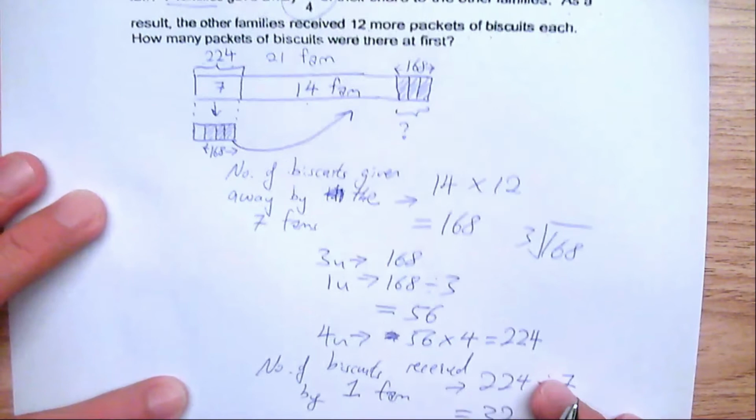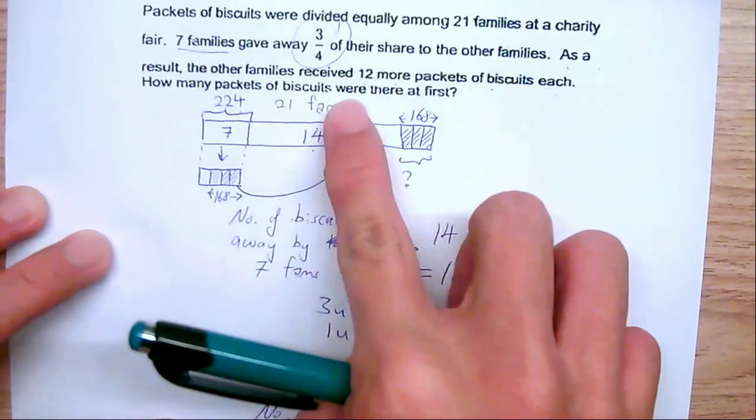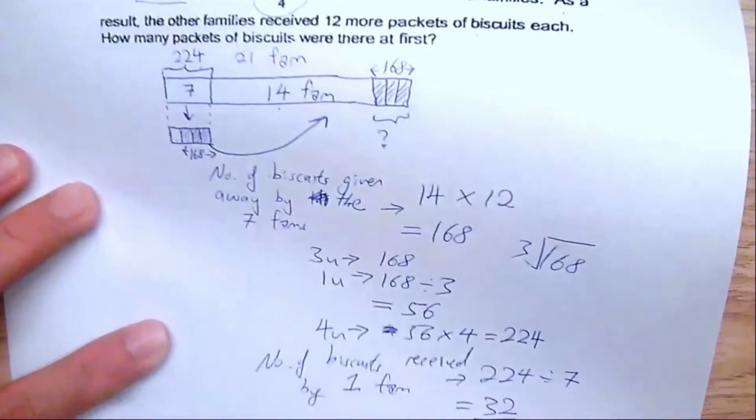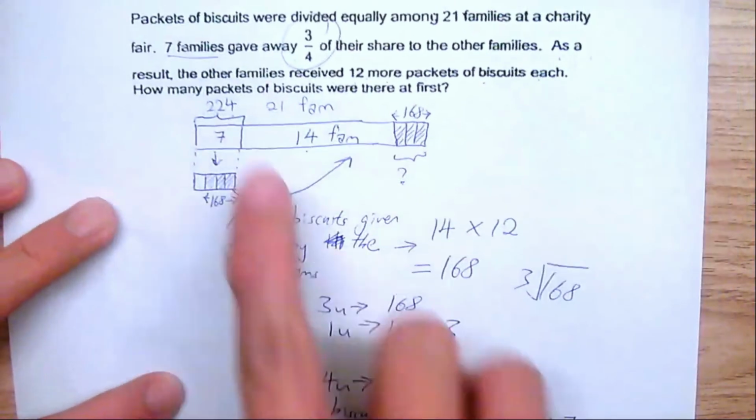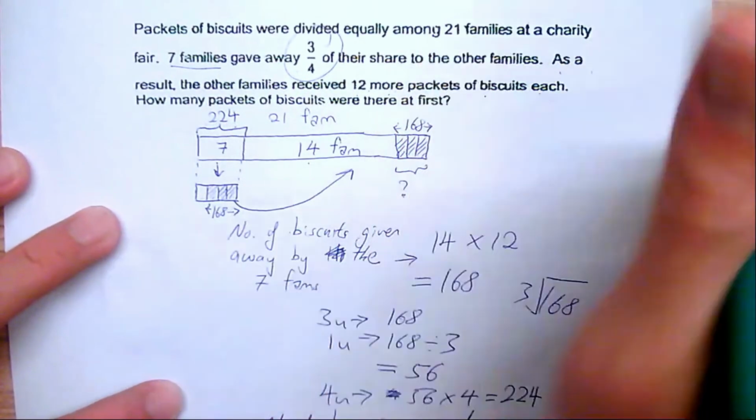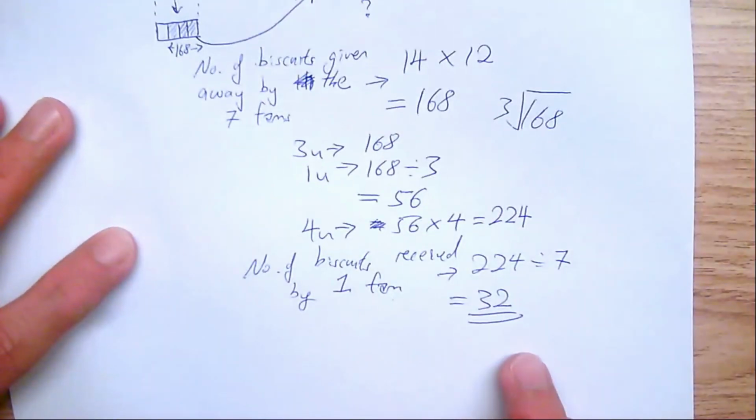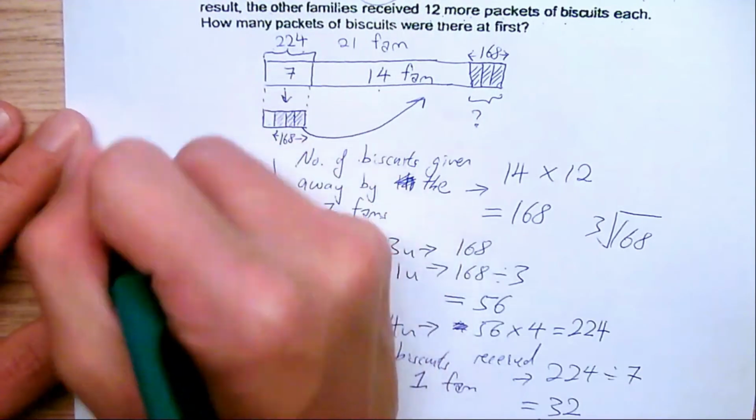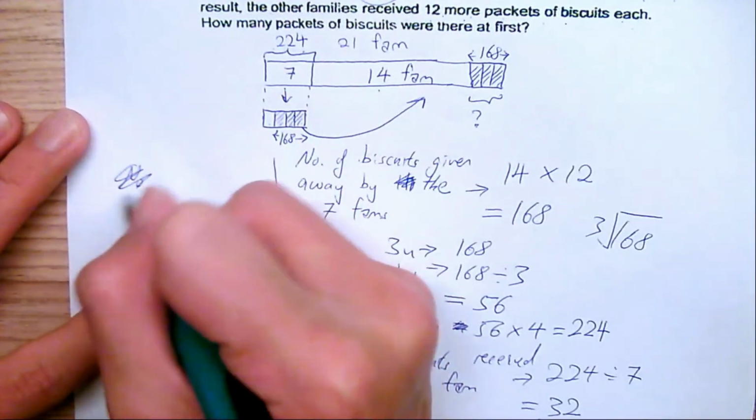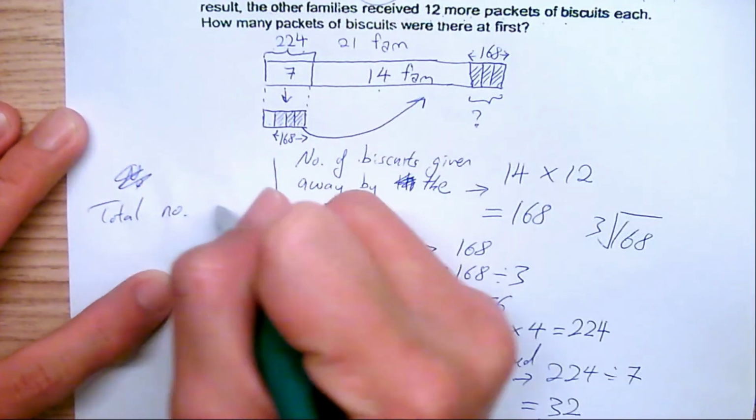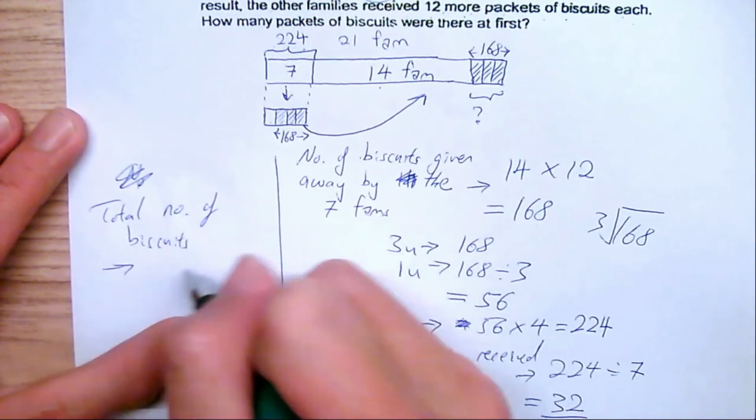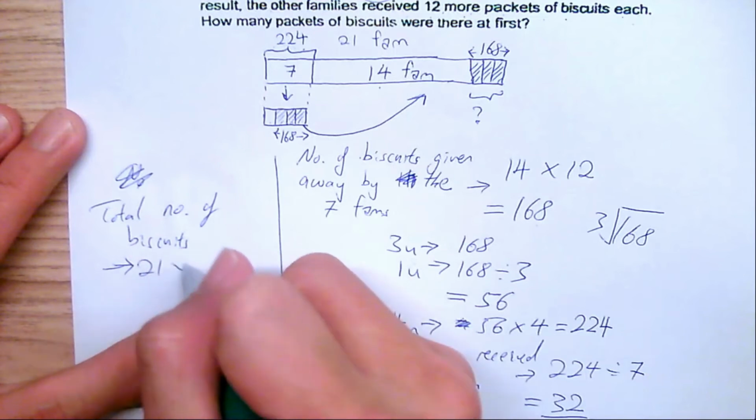The question now is asking how many packets of biscuits were there at first. So how to find this? We already know that each family received 32 biscuits, right? So total families, how many? 21. So we just take 21 multiplied by 32, and that will be the answer. Simple, right? So I'm going to write it over here. Total number of biscuits will be 21 multiplied by 32.